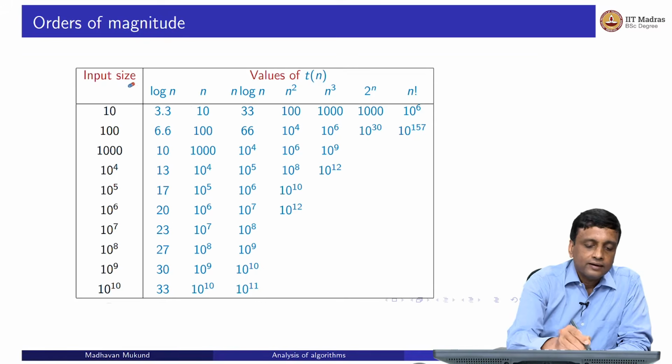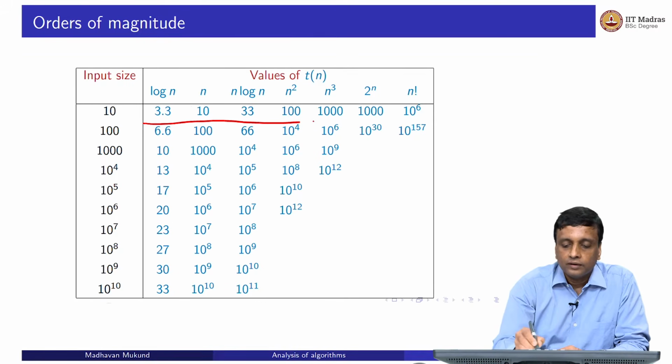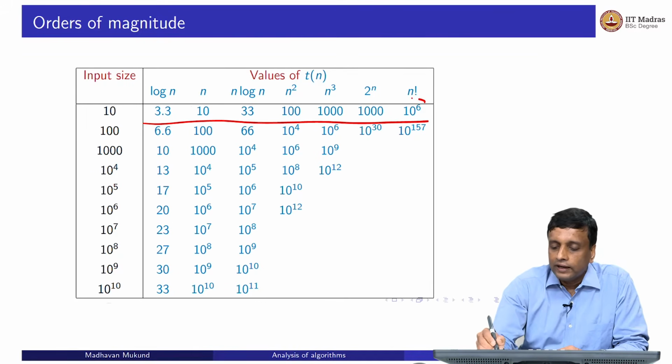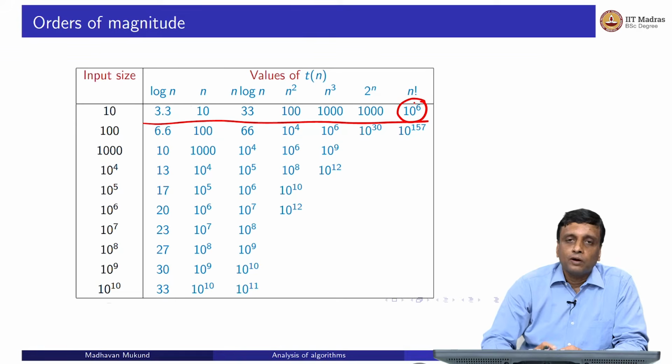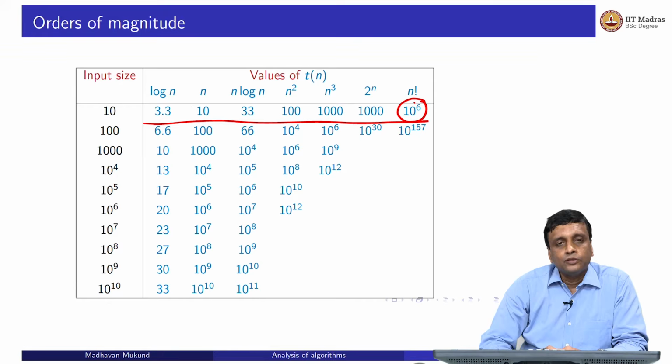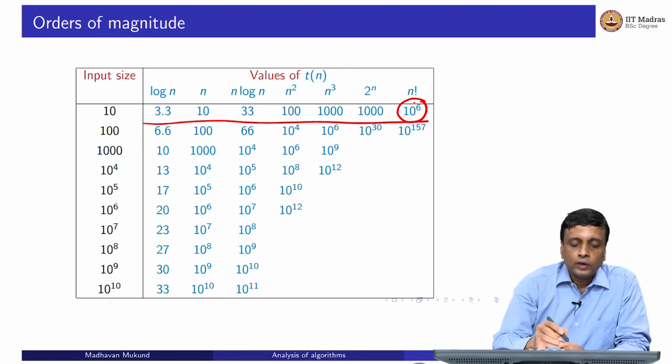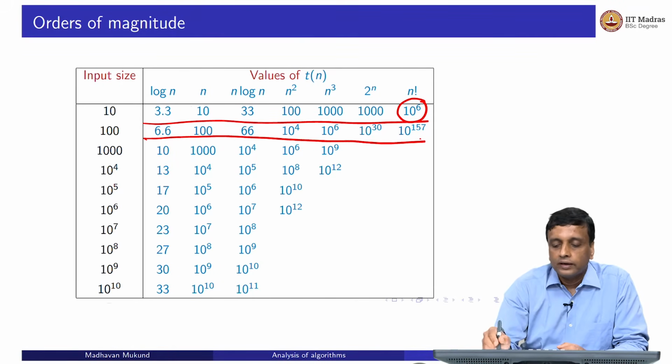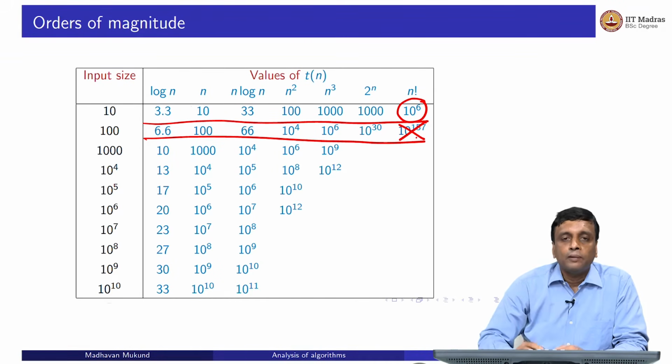So when n is 10, right, if you look at the first row here, then already n factorial has become quite large, right. It's already within 1/10 of Python's 1 second limit. All the other values are reasonable, but now if I go to 100 at this point, right, this number has already gone well beyond anything reasonable that we can do. 10 to the power 157 operations is going to take forever, right.